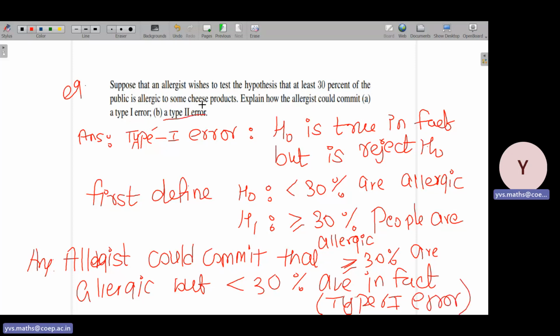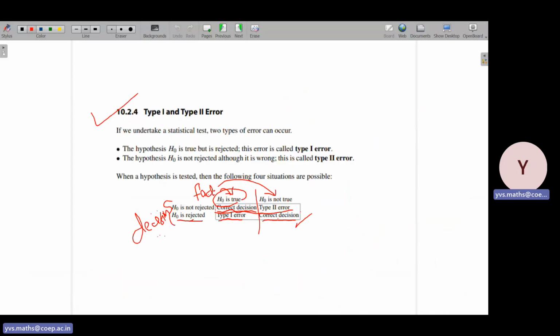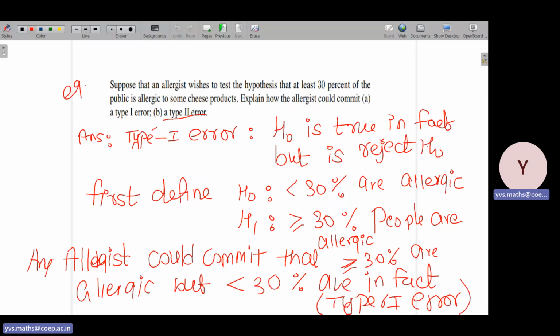And how can we make type 2 error? Similarly, what could the allergist commit so that he is making type 2 error? Type 2 error, look at this diagram. Type 2 error means H0 is not true, but it is not rejected. Okay, so you are not rejecting H0. So the allergist could conclude that less than 30% people are allergic, but in fact greater than or equal to 30% are allergic. So that is what type 2 error is.